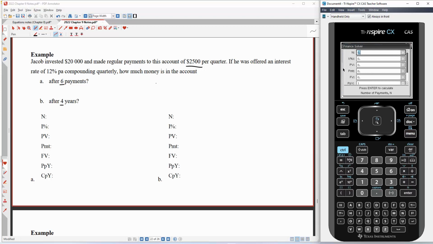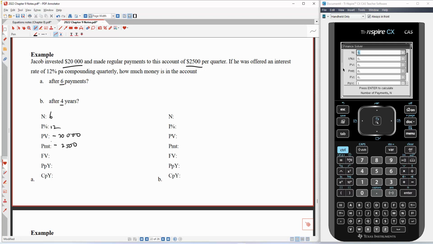Let's draft our ideas down. N is the number of periods, which is 6 payments, so we're going to go 6. The rate is 12%. The present value, he invested, which means it's an outgoing, given to the bank, so we write that as a negative. He made regular payments of $2,500, a payment from Jacob to the bank as well, so this is also going to be a negative.